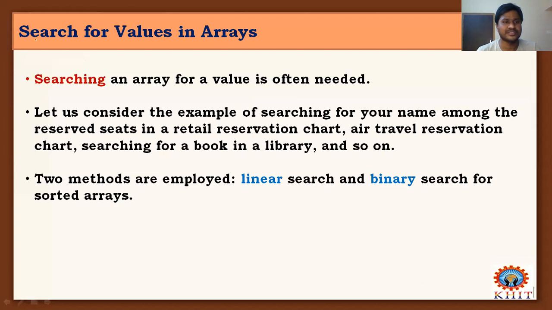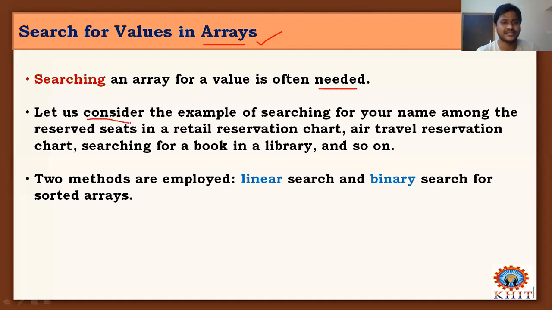Coming to the first one, searching for values in arrays. These arrays are also useful in the process and operation of searching for a desired value in a set or a group of values. Searching is the process of finding one desired element of a given group or set of elements, that is, an array. Searching an array for a value is often needed in many types of applications.